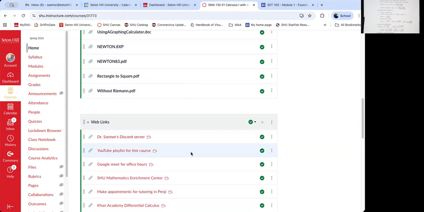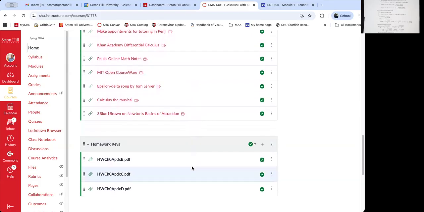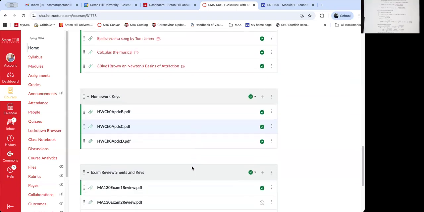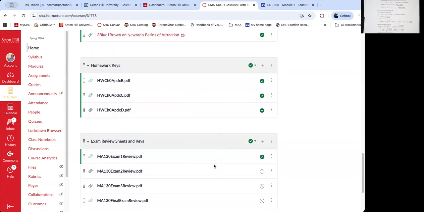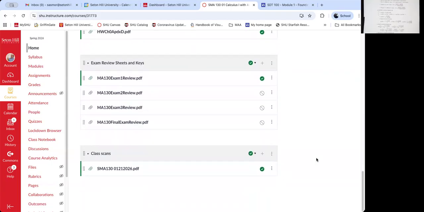Here's the playlist, my Discord server, the Google Meet for office hours, all sorts of other things that we will use. And there's the list of the homework keys. As you turn stuff in, that's where I'll post them. There's the review sheet. If it doesn't have a green light next to it, you can't see it yet. And there at the bottom, that's where all the papers I've been writing get scanned and uploaded for you to have access to subsequently.